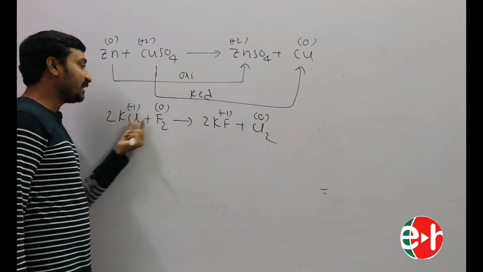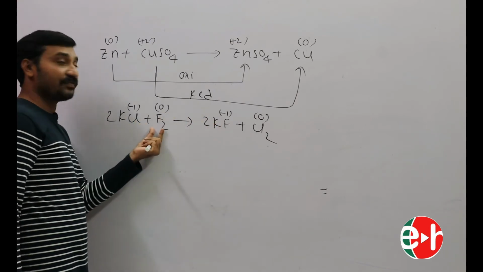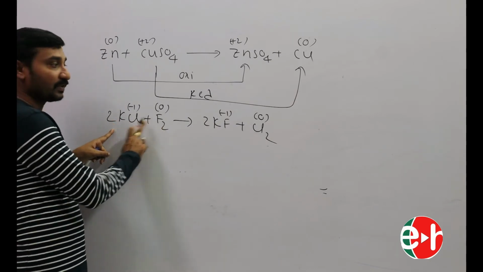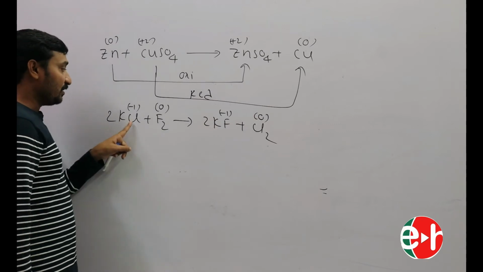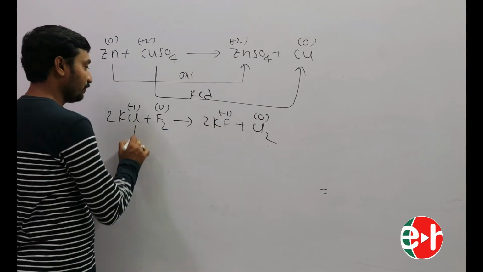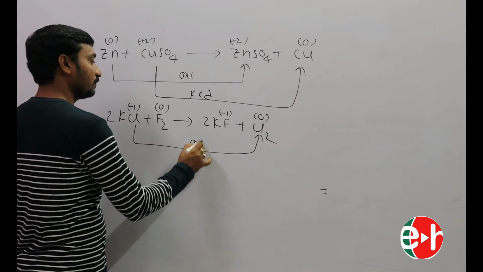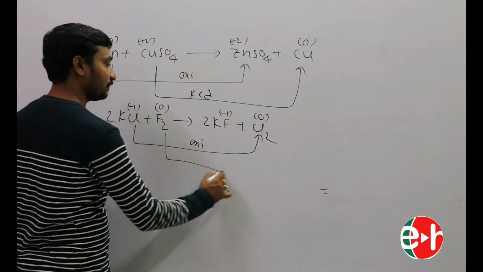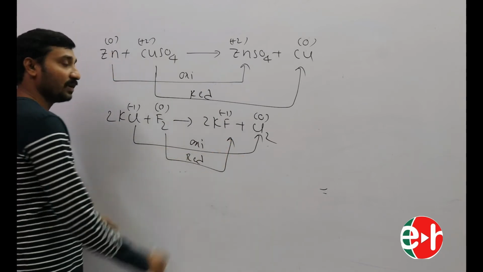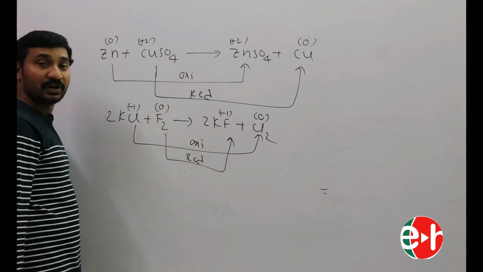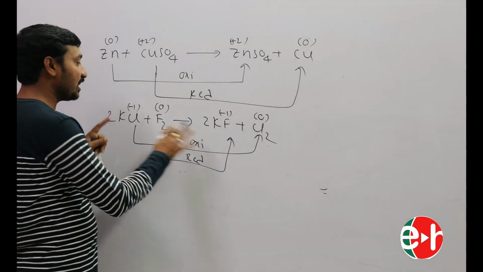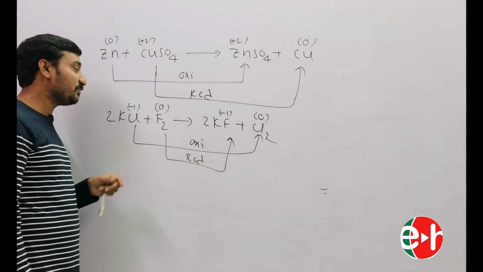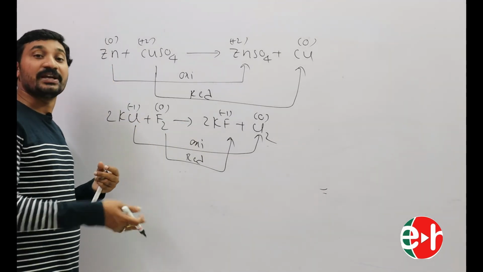So KCl gives KF with F2. Here what happened? Fluorine displaces chlorine and gives KF. Here chlorine -1 to 0, oxidation. Here fluorine F2 0 to -1, reduction. So this is also an example of redox reaction. In redox reaction, what type of redox reaction? Displacement reaction. Okay, displacement means one element replaced by another element.